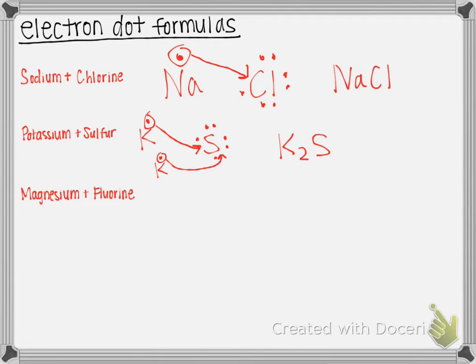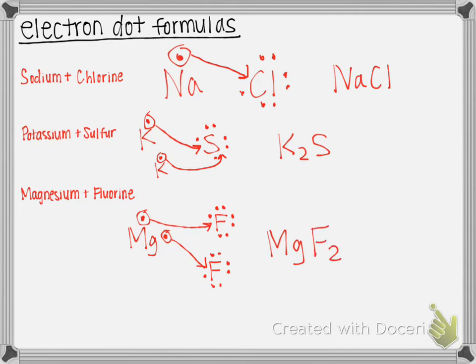Another example, magnesium and fluorine. Magnesium has 2 valence electrons and fluorine has 7. So fluorine wants 8, so it takes 1 of magnesium's electrons, and now fluorine is completely happy. So magnesium still has 1 electron just hanging out, and it just kind of wants to get rid of it. So you need to add another fluorine so that magnesium can transfer that electron. And so now the magnesium is happy and the fluorines are happy. So your formula would be Mg, you only have 1, F2.